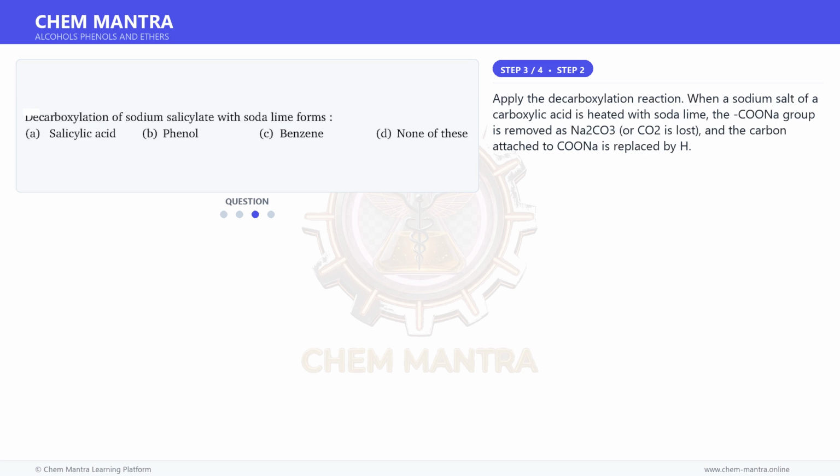Moving on to the next step. Apply the decarboxylation reaction. When a sodium salt of a carboxylic acid is heated with soda lime, the COONa group is removed as Na2CO3 or CO2 is lost, and the carbon attached to COONa is replaced by H.